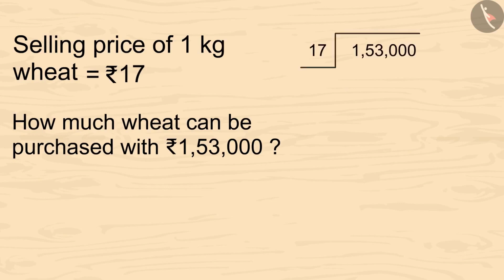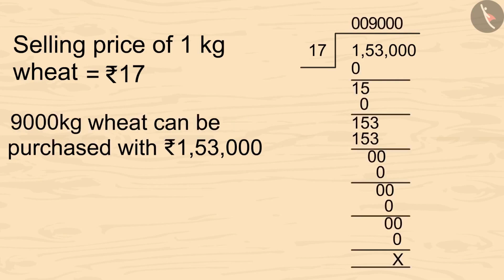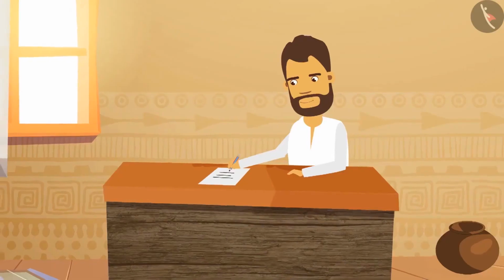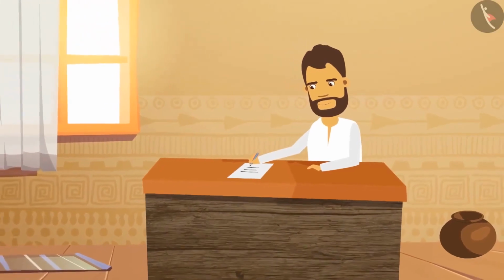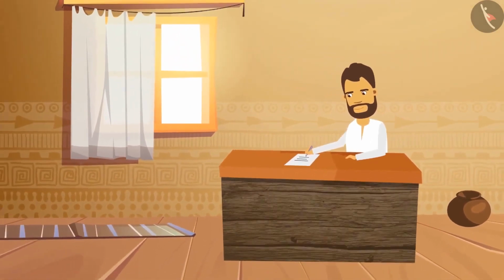On dividing 1,53,000 by 17, we'll get 9,000. So Kareem has sold 9,000 kilograms of wheat today. Kareem has reached his home and is doing the calculations. He wants to see how much profit he has made today.